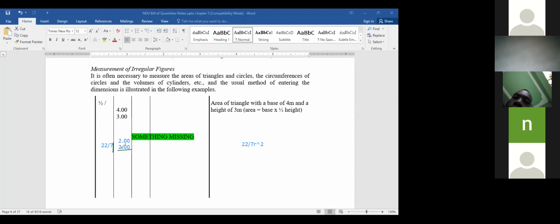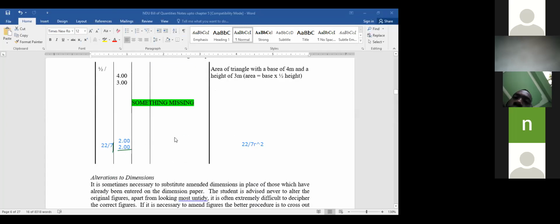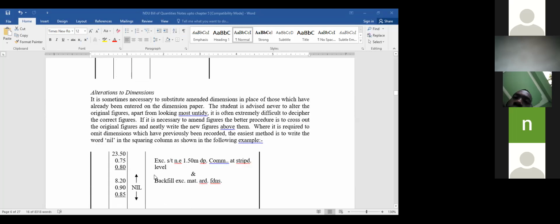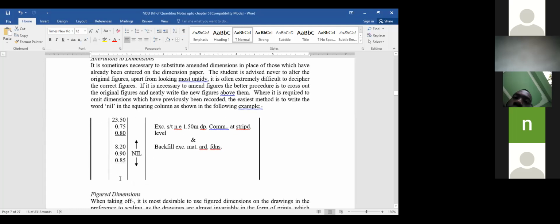Okay. Now, that's basically how we deal with figured dimensions. Now, I have alteration of dimensions. In case you make a mistake, you don't rub and do what and what. You just write the word nil, and then you write the correct stuff.